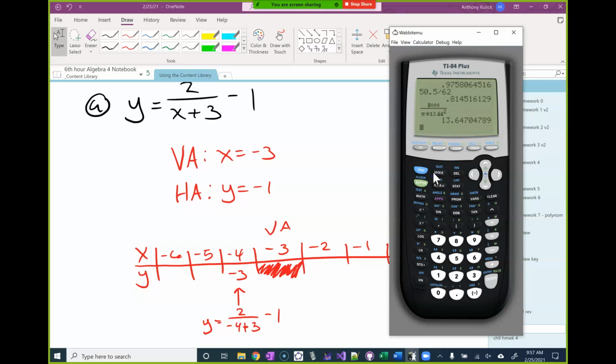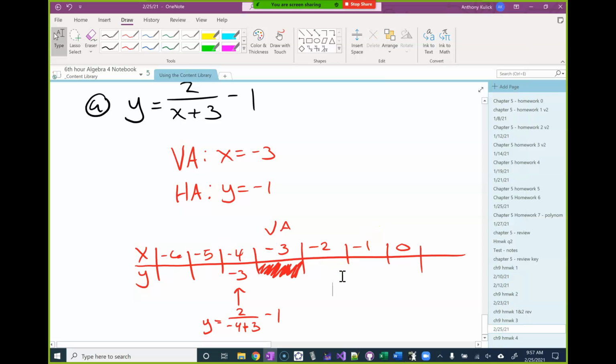You could also do this on your calculator if you don't trust your arithmetic. Since there's a fraction, I'm going to use that fraction command. So I'm going to press alpha and y equals and choose the first option. And then I can just type it into my calculator. Boom. Everybody cool with that? Now I'm going to just fill in the rest of these using arithmetic because I trust my arithmetic.